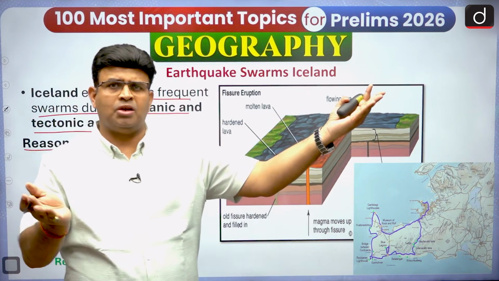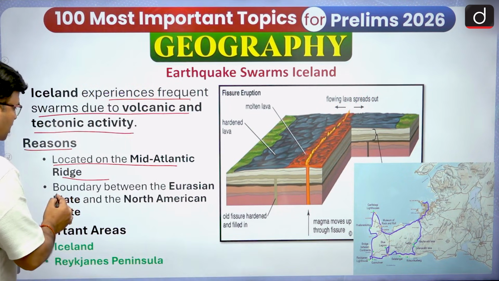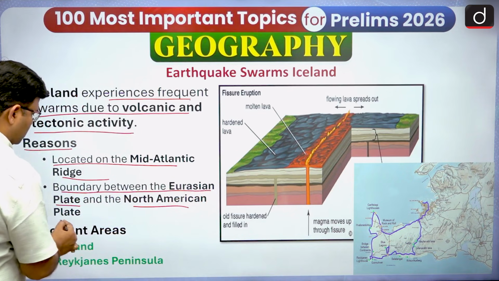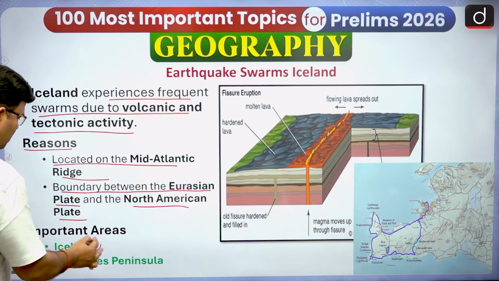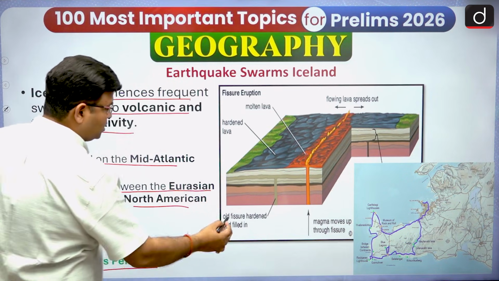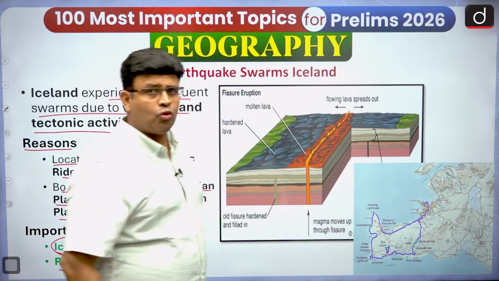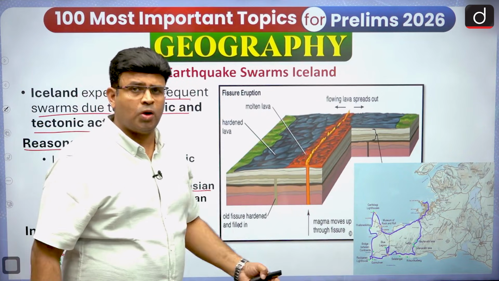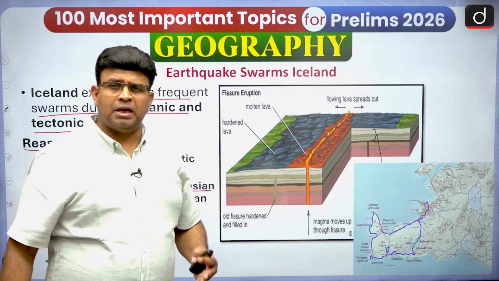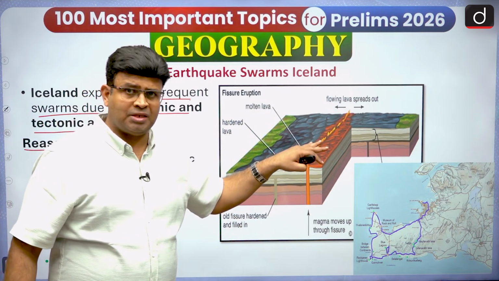And here on one side the North American plate is moving, on the other side the Eurasian plate is moving. So it is a boundary between the Eurasian plate and the North American plate. Important one I said is Iceland, and the Reykjanes Peninsula. This is your Reykjanes Peninsula. In this region mostly earthquake swarms occur. So here we have seen earthquake swarms in Iceland, why they are happening.